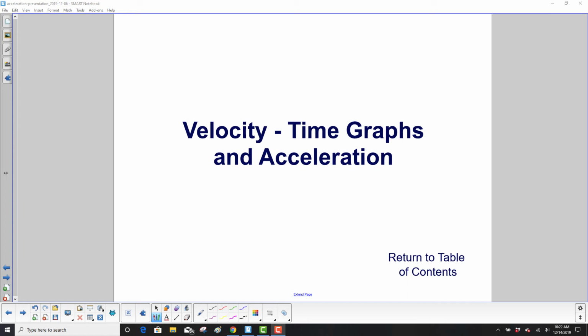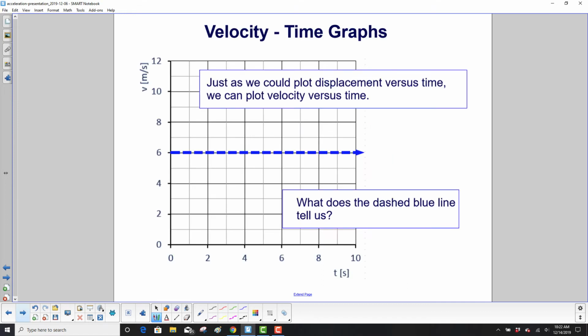Velocity time graphs and acceleration. Just as we could plot displacement versus time, we can do the same with velocity versus time. So a velocity time graph, velocity will be on the y-axis, time on the x. Notice how it's labeled, and it also has the units with it.